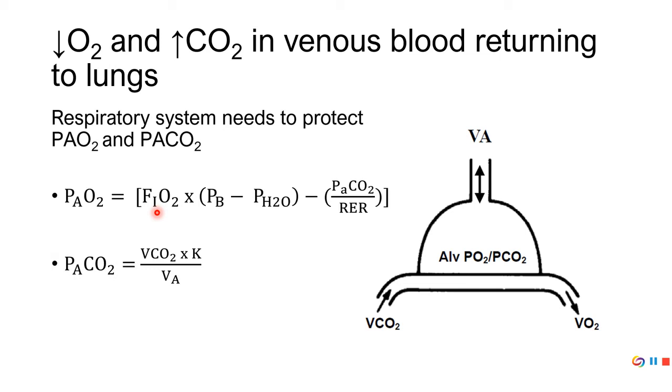CO2 is a lot easier. We just take the amount of CO2 that we're producing and we divide that by alveolar oxygen, multiply that by a constant. Much, much simpler.